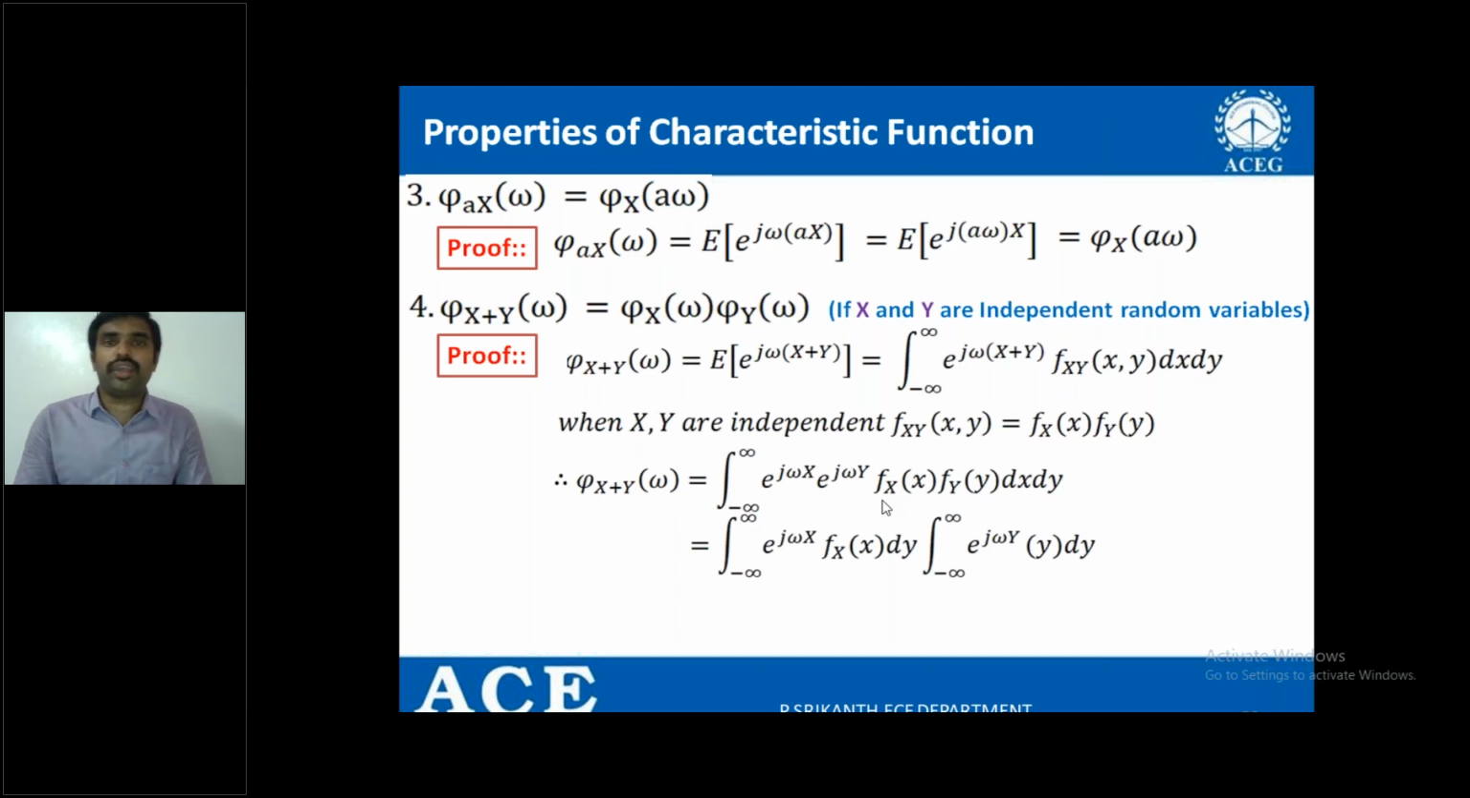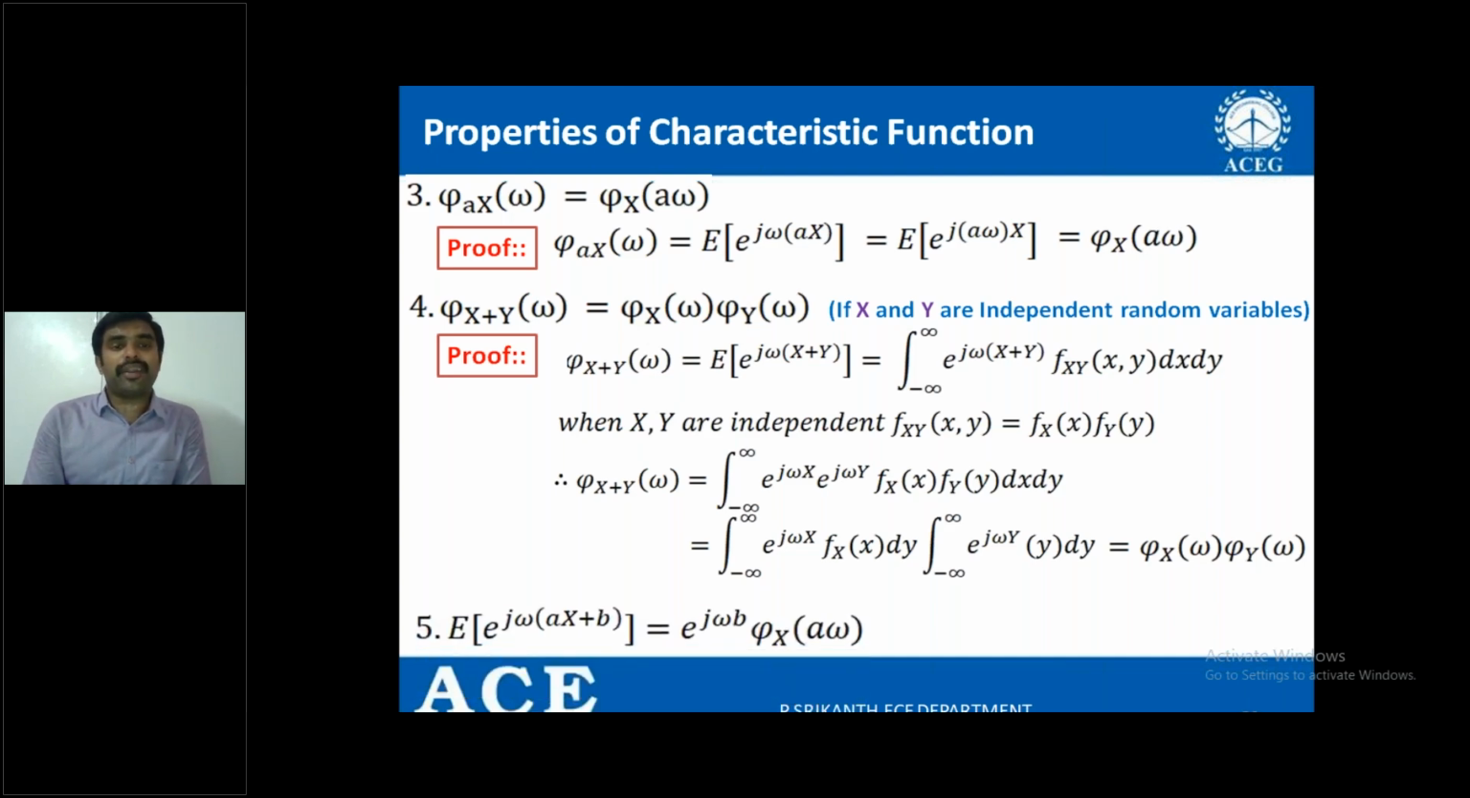One is with respect to y, another one is with respect to x. So finally, if you observe here, the first one is nothing but the definition of one characteristic function. The second one is the definition for another characteristic function. Therefore, I can write it as pi x of omega into pi y of omega, right? So this is the proof we can take.